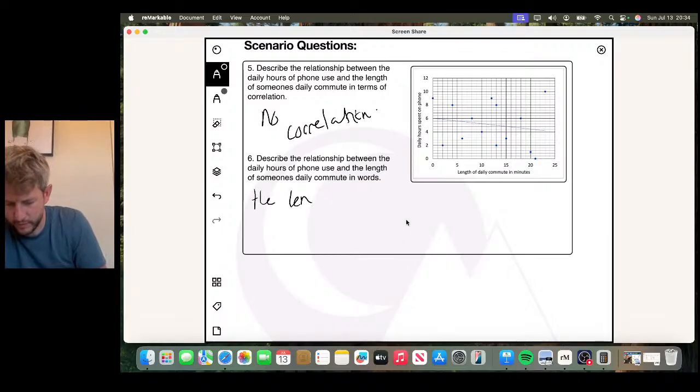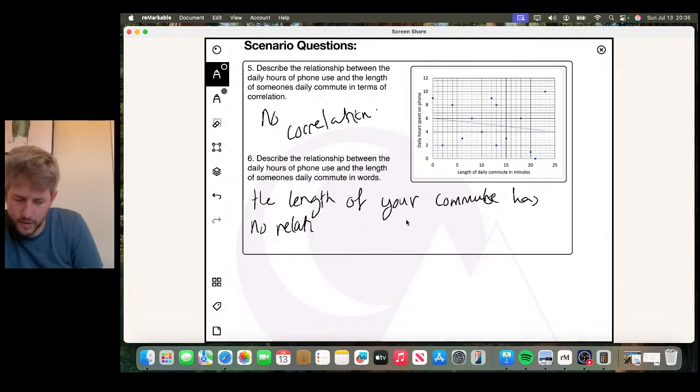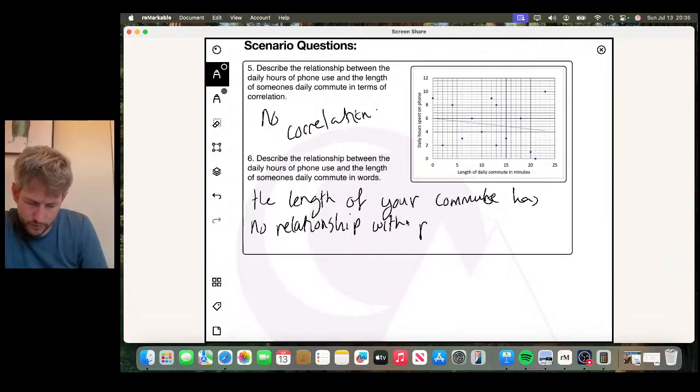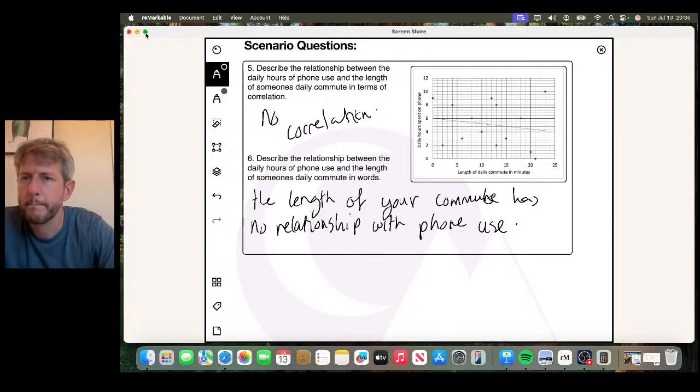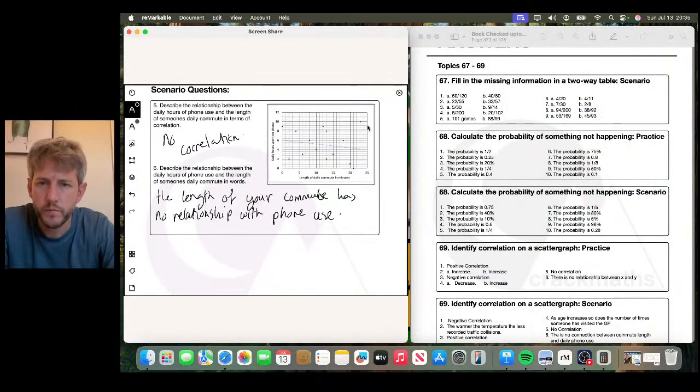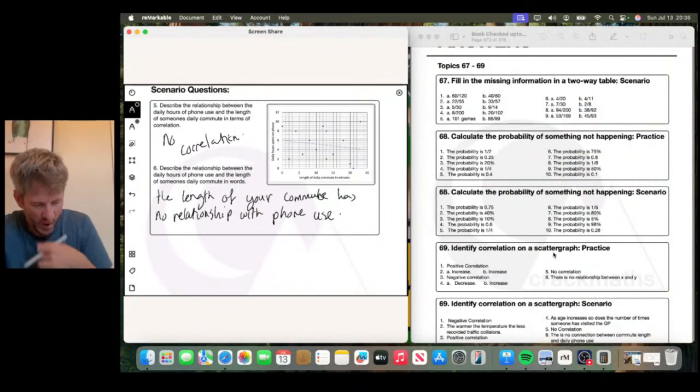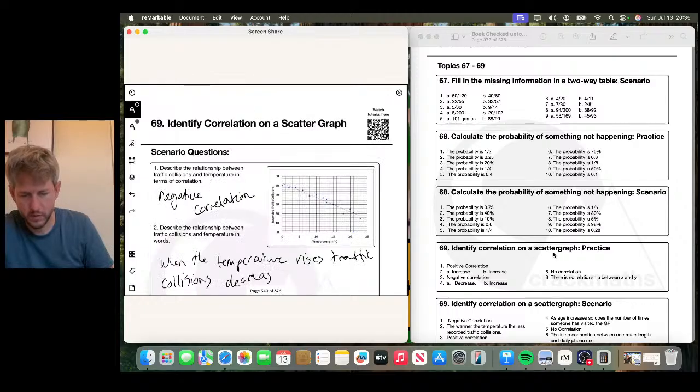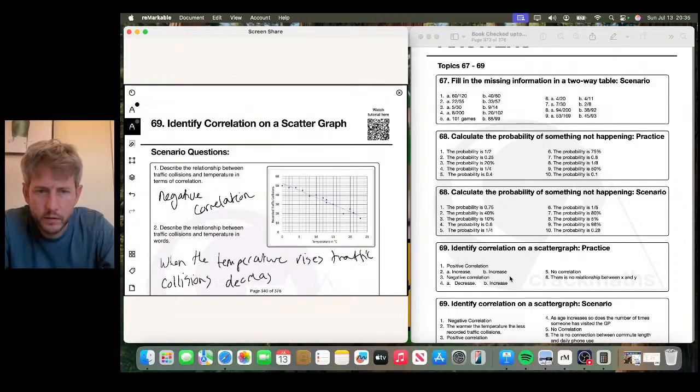The length of your commute has no relationship with phone use. Okay, right, let's get these marked. Okay, here we go.